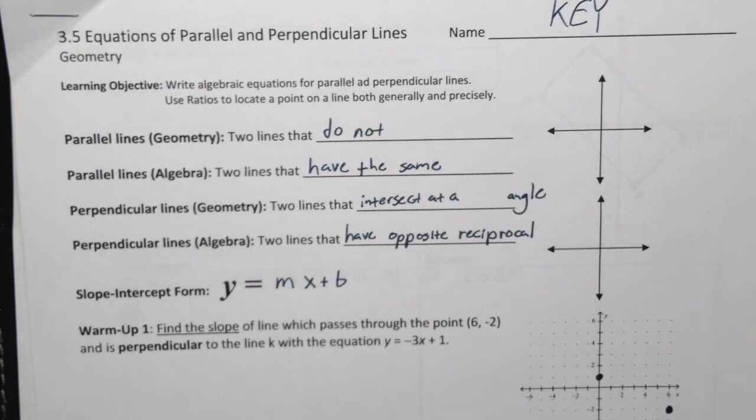Hello everyone. Let's talk about section 3.5, which is on equations of parallel and perpendicular lines. We're going to be spending some time talking about parallel and perpendicular lines again, but we're going to dig this a little bit further as well. So let's take a look at our learning objectives for today.